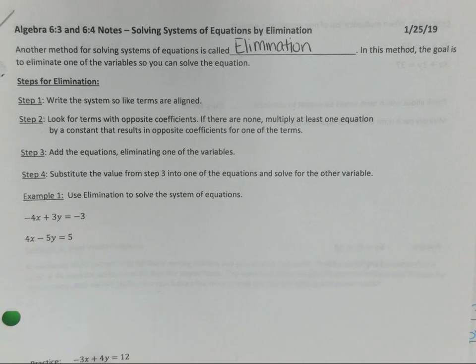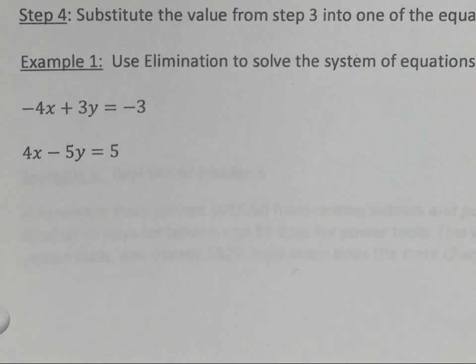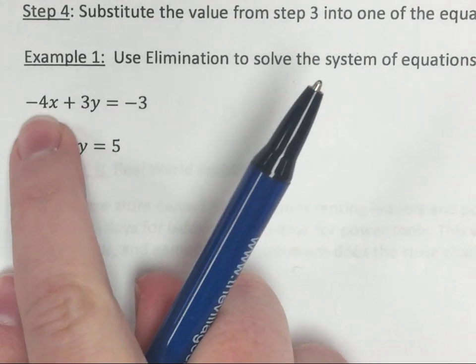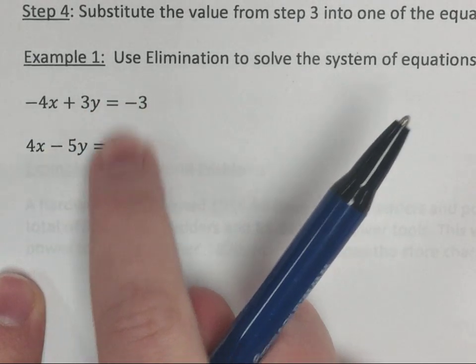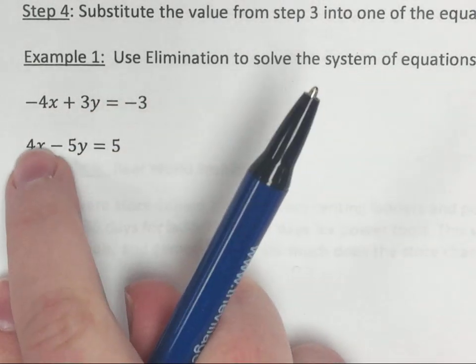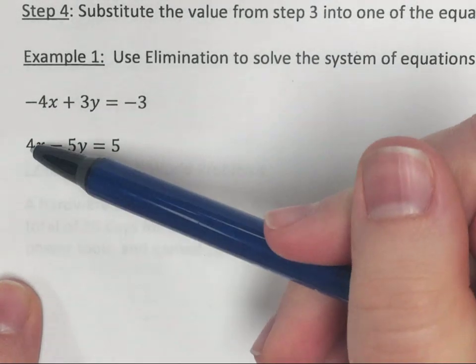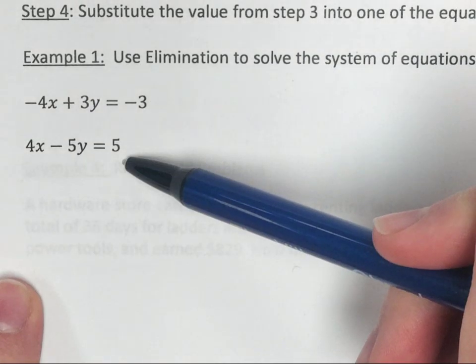So let's look at example 1. It makes more sense when we practice. It says use elimination to solve the systems of equations. Could we solve this by graphing? Yes. Could we solve it by substitution? Yes. In this case, though, elimination would be the best one because I have a negative 4x here and I have a positive 4x here. So we have two different equations, but we already have opposite variables. Do you see how we have negative 4x over the 4x, and then the y's over the y's, the equal signs over the equal signs, the constants over the constants?